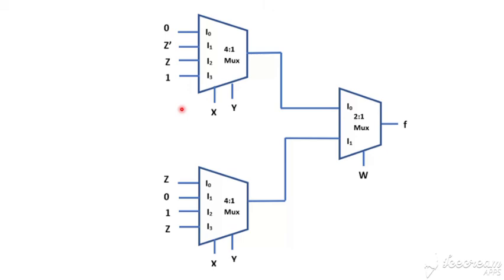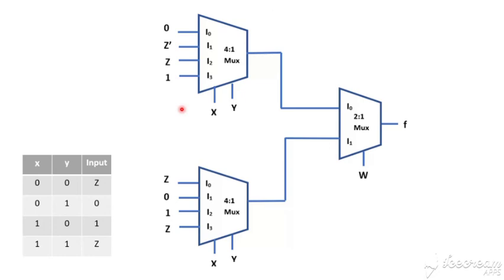Same operation for the second 4 to 1 multiplexer. When WXY is 100, we get the input equal to Z. For WXY 101, the input will be 0. If WXY is 110, the input will be 1. And for WXY 111, the input will be Z.